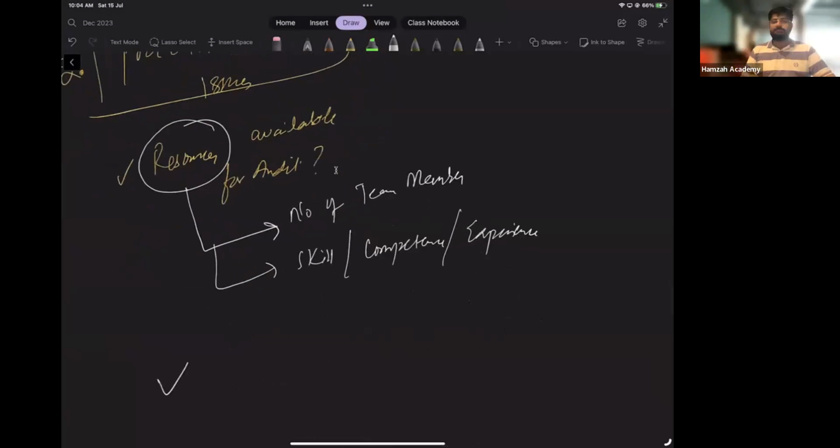Second, engagement economics. What do we mean by engagement economics? We are accepting this audit. Is there any profit expected from this audit? Because an audit has a cost. We have to pay all the teams. So, cost benefit analysis of the engagement.